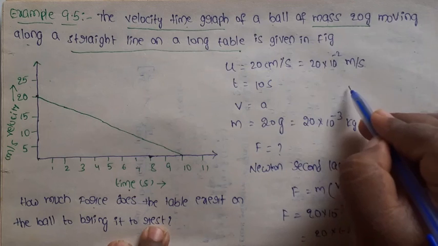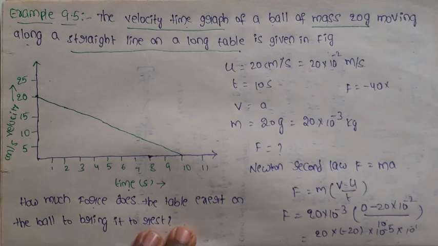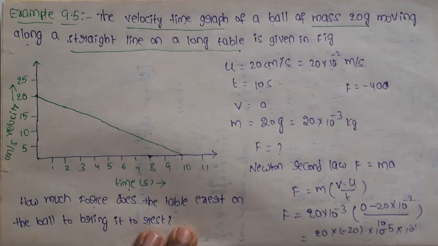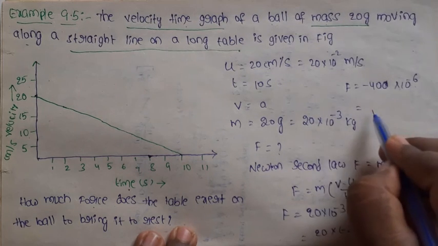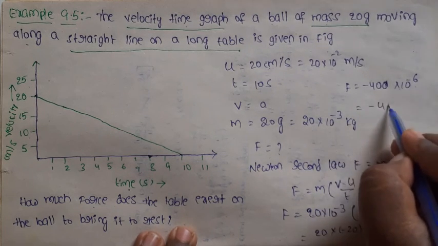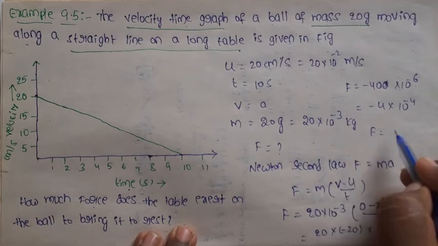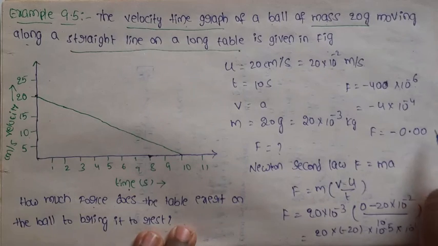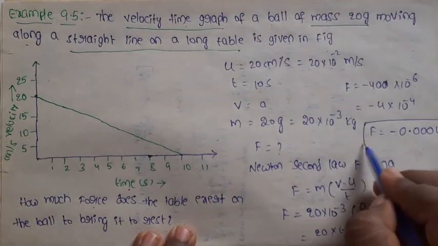So here force F equal to 20 into 20, minus 400 into 10 to the power of minus 5, 10 to the power of minus 1, 10 to the power of minus 6, minus 4 into 10 to the power of plus 2 minus 6, 10 to the power of minus 4, force F equal to minus 0.0004 Newton. This is the answer.